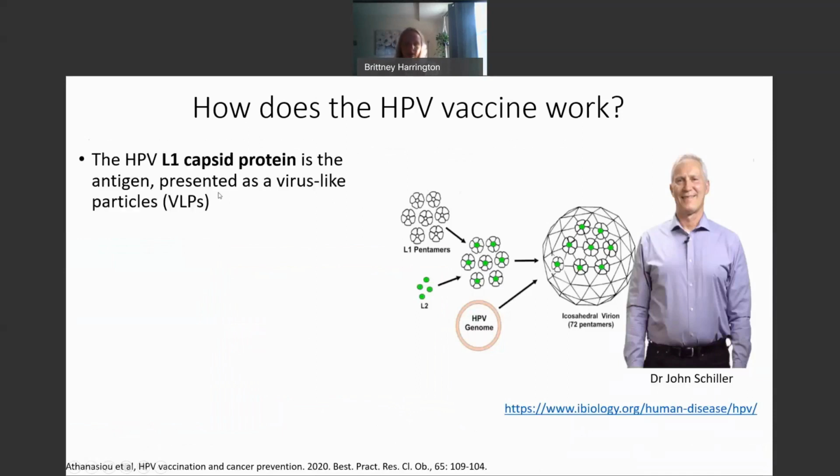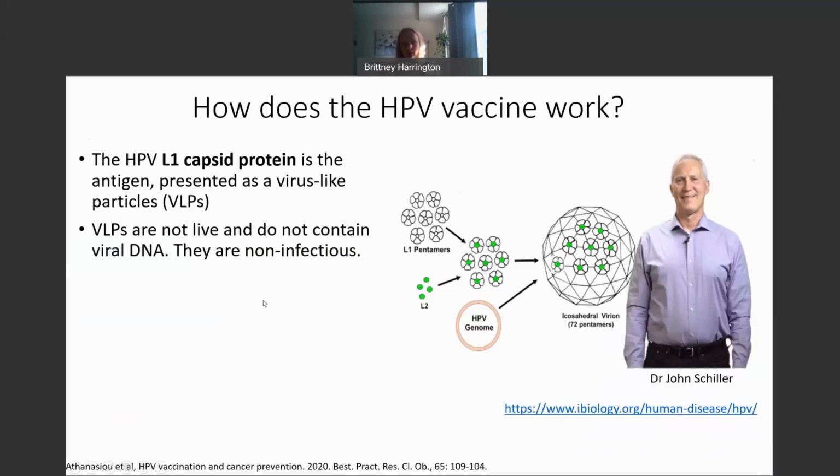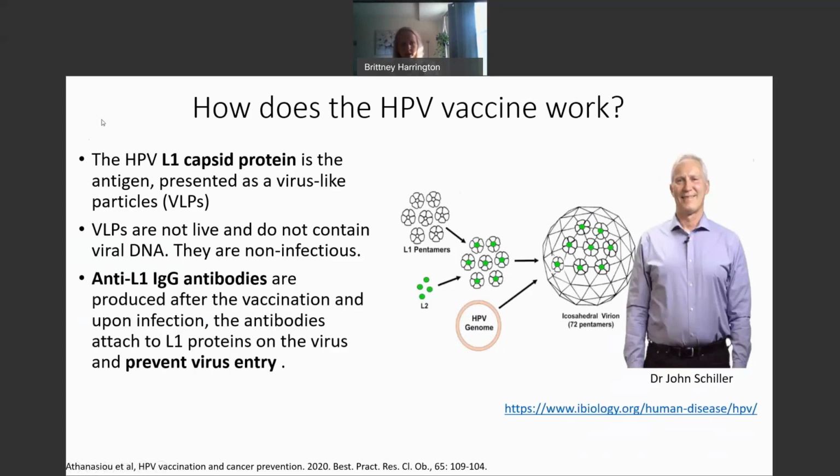But the vaccine is interesting because it is made of proteins. So it doesn't contain a live virus. It's basically immunization of virus-like particles, so empty virus, essentially. There's no viral DNA and they're not infectious. It's really just protein that is the antigen. So the L1 capsid protein is the antigen.